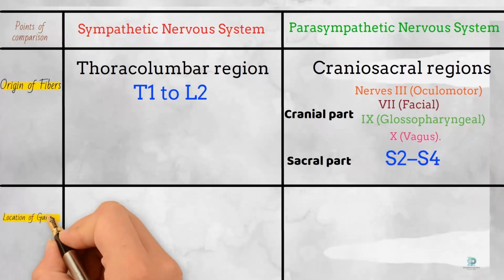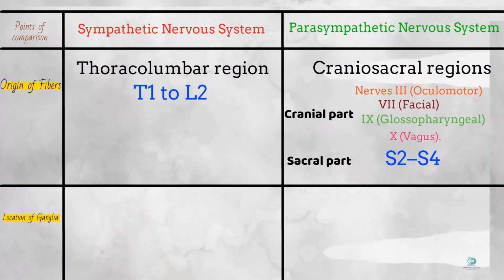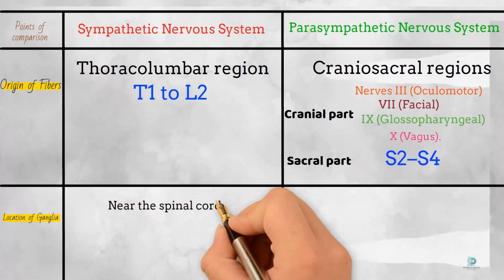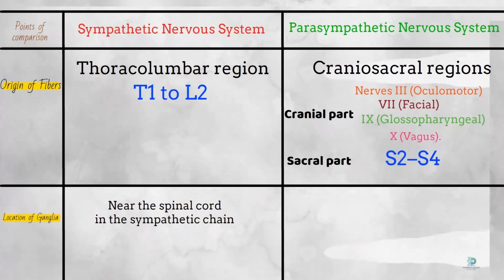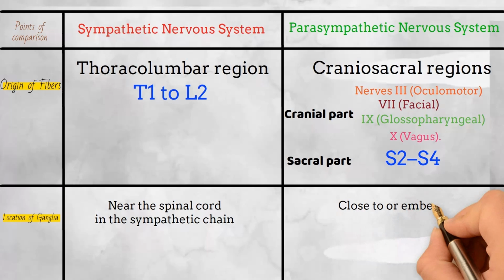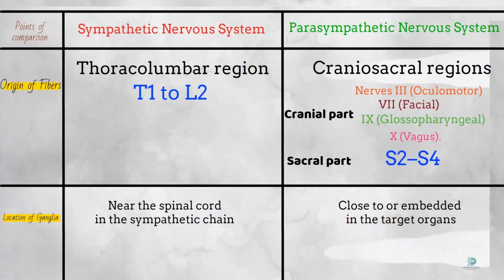Second, location of ganglia. Sympathetic nervous system: ganglia are located near the spinal cord in the sympathetic chain or collateral ganglia. Ganglia are typically farther away from target organs. Instead, parasympathetic nervous system ganglia are located close to or embedded in the target organs.